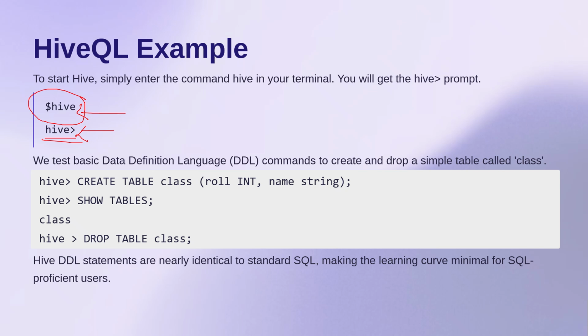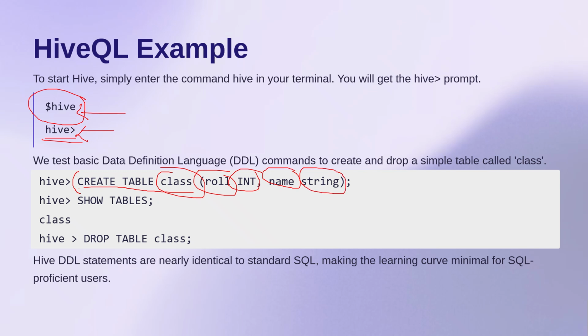For that, we'll write a data definition language prompt, that is, create table class. Here, class is the table name, roll number is the parameter name, and int is the data type of the parameter. Here, name is again a second parameter, and string is another parameter type.